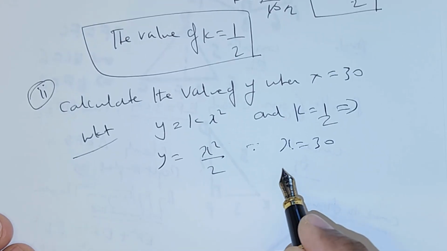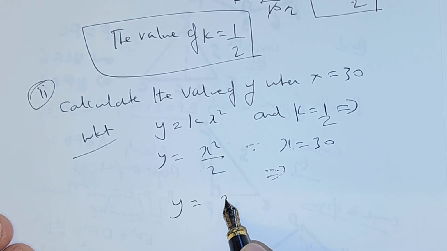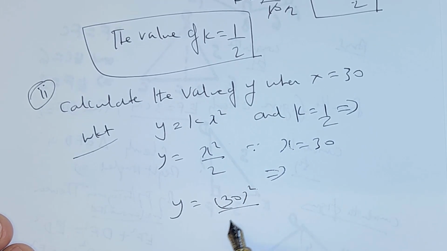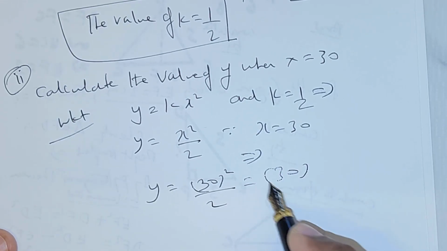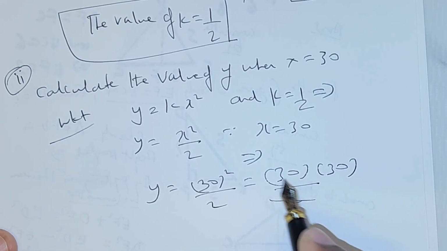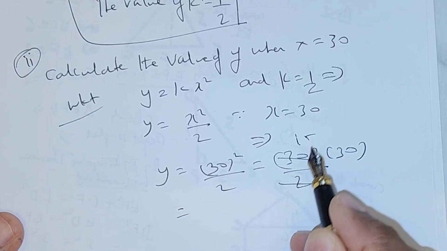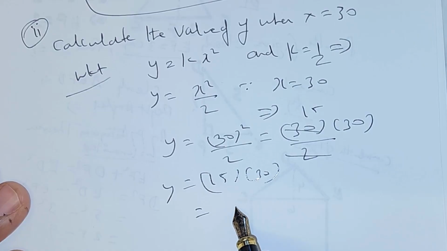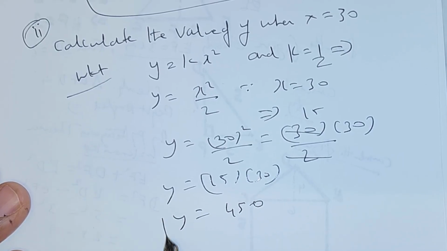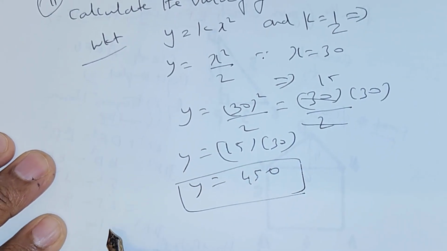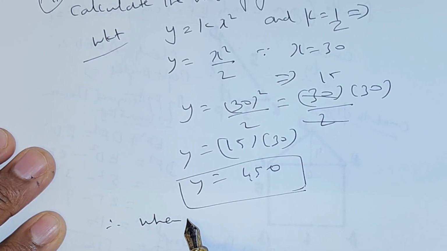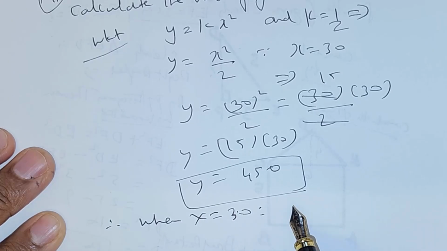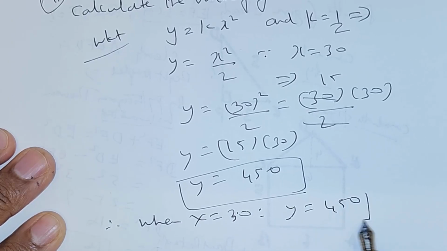Since x is equal to 30, this means y is equal to 30 squared divided by 2, which is nothing but 30 multiplied with 30 divided by 2. 2 divides here 15 times. So you have 15 times 30 is equal to y. You multiply that, you get 450. Okay, so therefore you can state that when x is equal to 30, y value is 450.